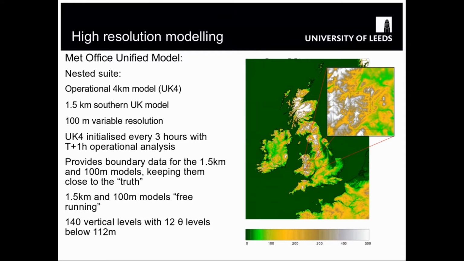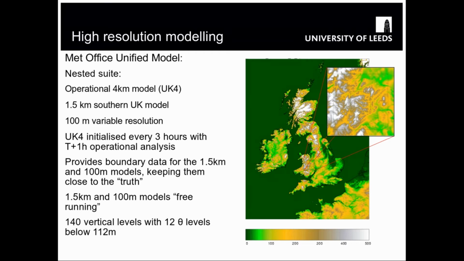The operational UK4 model is initialized every 3 hours with the global analysis, and that provided the boundary conditions for the other two models. So that's constraining the boundaries to be near the truth, but the models internally were then free running. We did some case studies, and we also did a 2-month long run, essentially where the model was just being driven through the boundaries, and it was allowed to evolve internally as it would. That allows things like soil moisture and internal processes to spin up, for example.